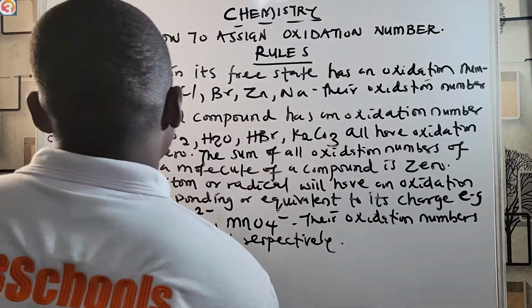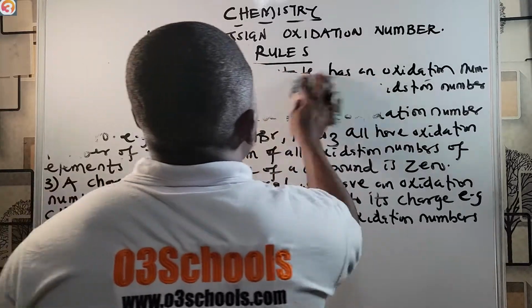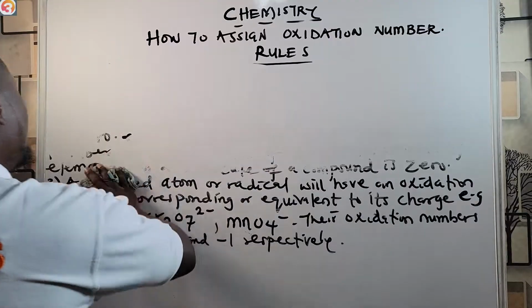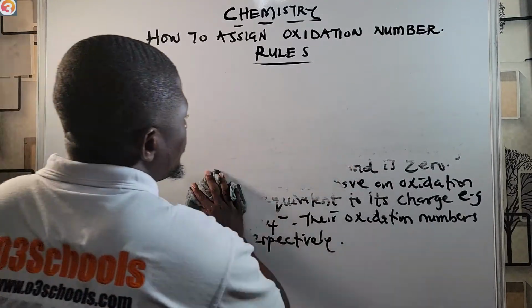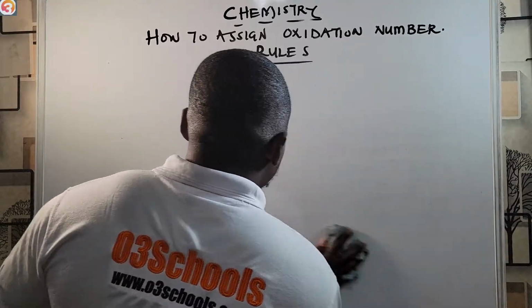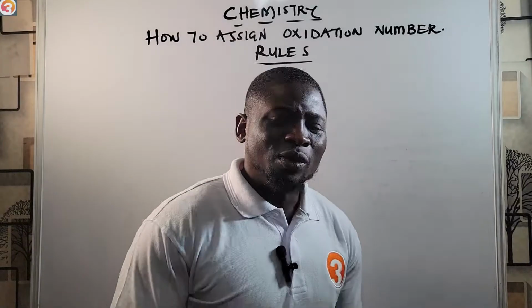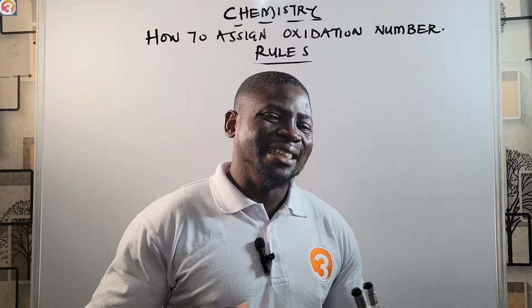Now, let's go to the fourth part. Let's go to the fourth rule, rather. The fourth rule, right? Hydrogen, we're talking about hydrogen. Hydrogen has an oxidation number of +1. It has an oxidation number of +1 when it is combined with an element that is more electronegative than itself.